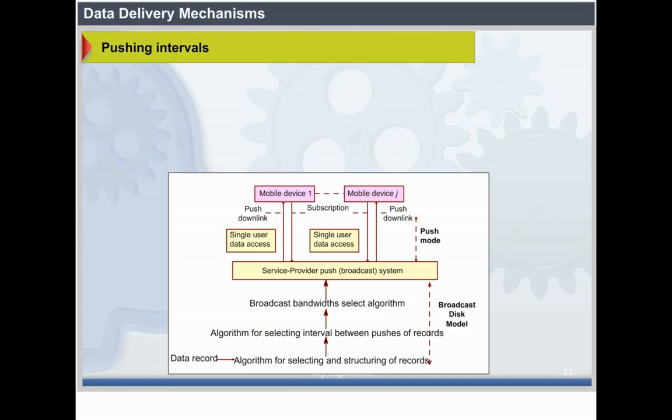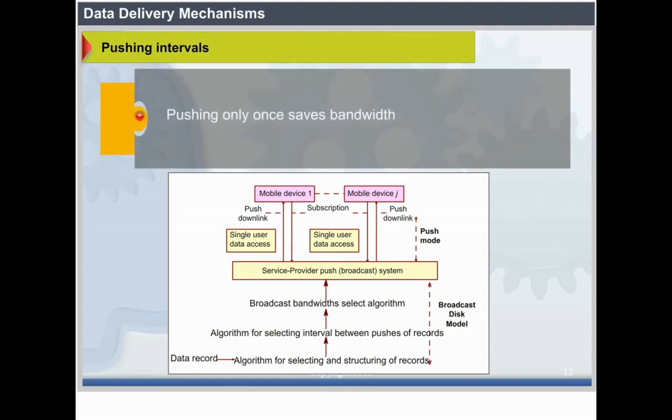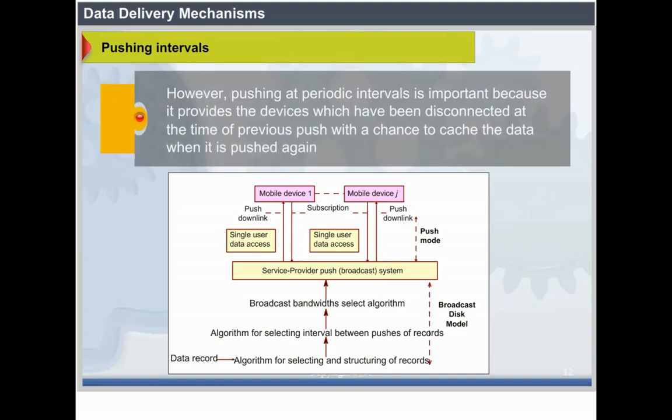Pushing intervals. Data is pushed at selected time intervals using an adaptive algorithm. Pushing only once saves bandwidth. However, pushing at periodic intervals is important because it provides the devices that were disconnected at the time of the previous push with a chance to cache the data when it is pushed again.